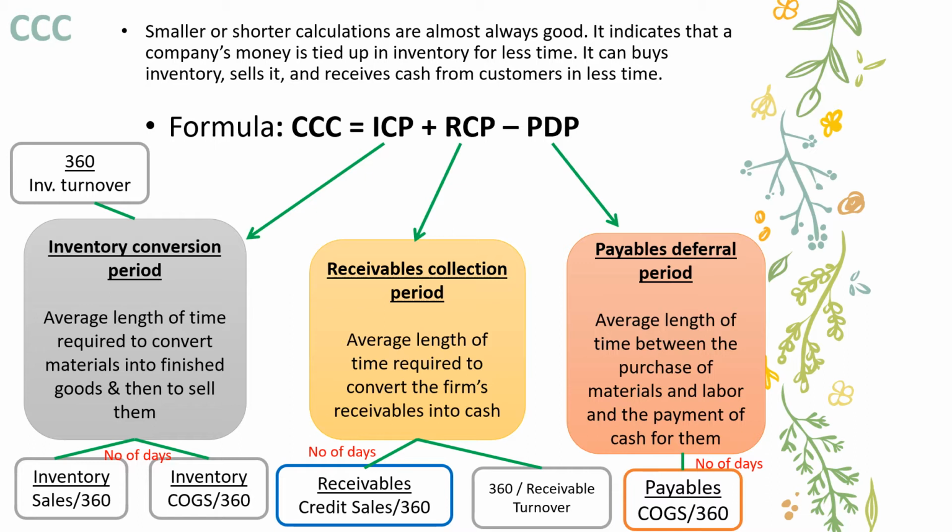If you look at the CCC, the formula for CCC is equal to ICP plus RCP minus PDP. The ICP and the RCP are items under the current assets, whereas the PDP, that is the payables, is under the current liability. So the formula to determine the cash conversion cycle of a company is ICP plus RCP, both items are current assets, and then minus the PDP, which is the current liability.